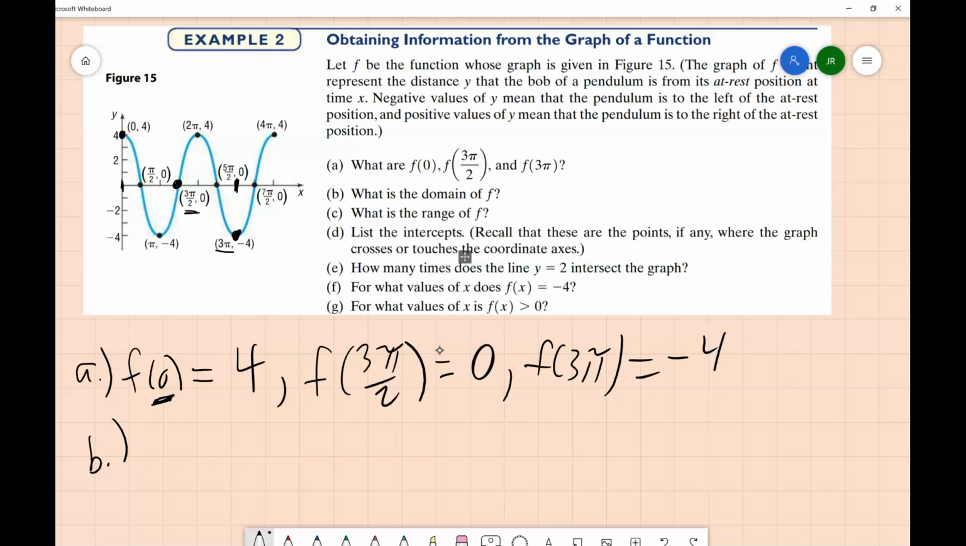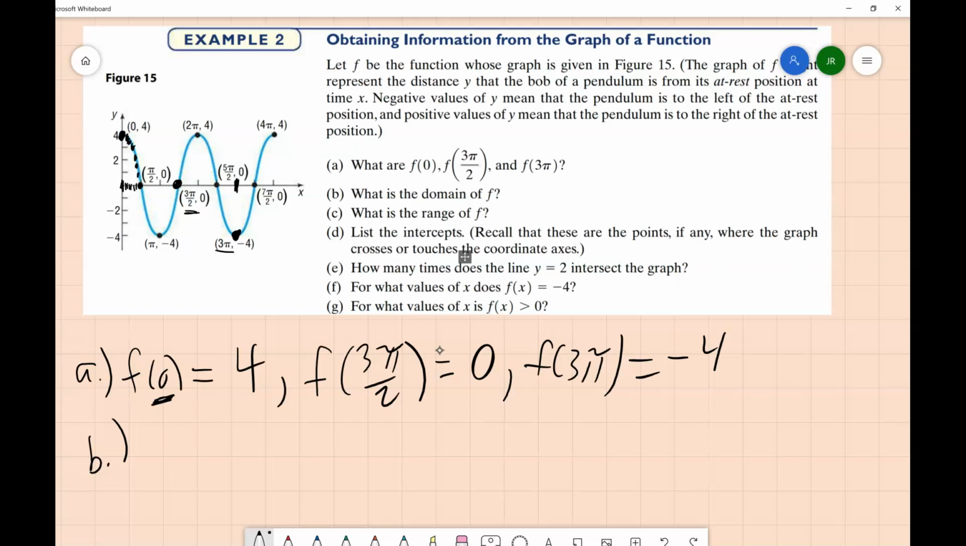All right, what about 0? Is 0 represented? Yep, there it is. What about pi over 2? Yep, there it is. But what about anything between 0 and pi over 2? What about all these little values right here? Yep, all those little values have points also. They all have these points.